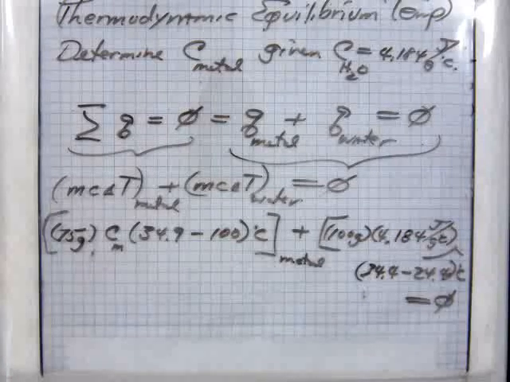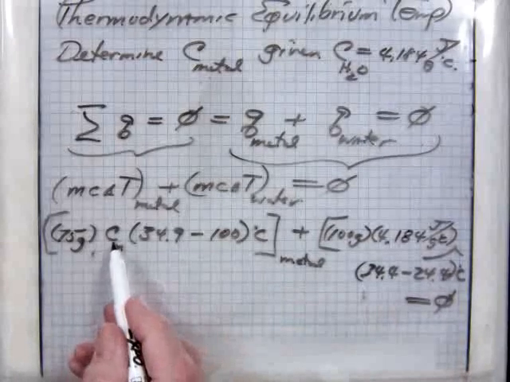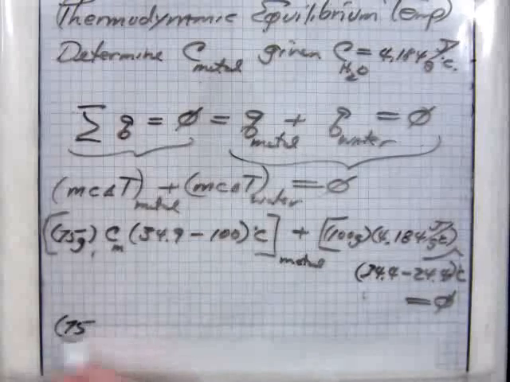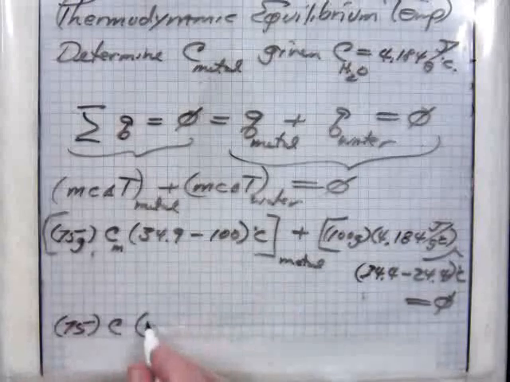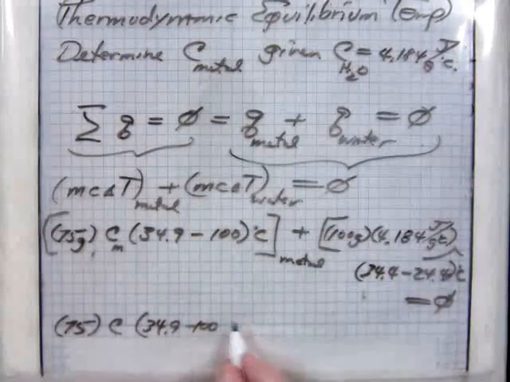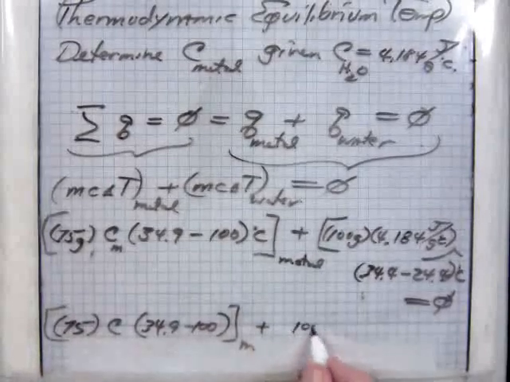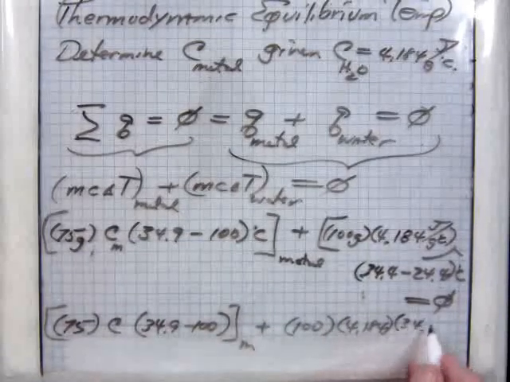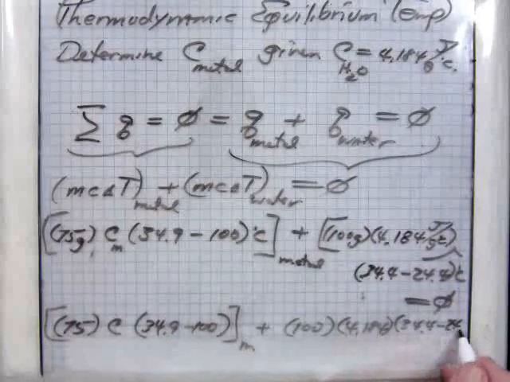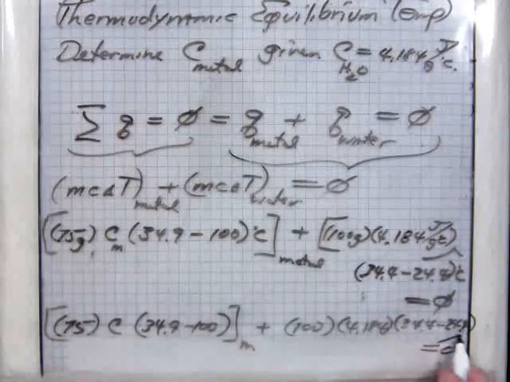Now, don't minimize what I just said, because what I've said is if you set it up right, then that's going to be correct. So what I'm trying to do is tell you, drop all the units out, and let's get that change. Well, I put it all in there: 34.9 minus 100, and that's the metal, plus 100 times 4.184, and then 34.4 minus 24.4, all equals 0, and that goes up there and there.